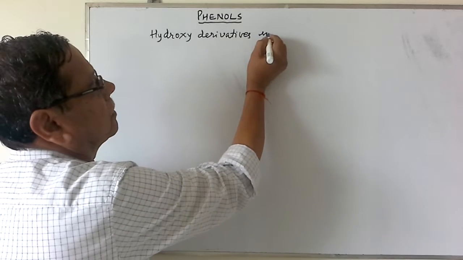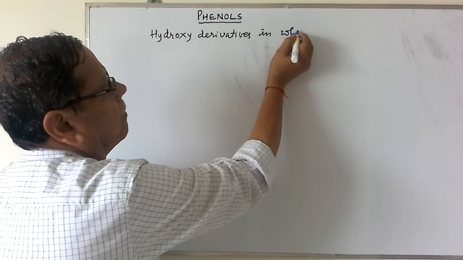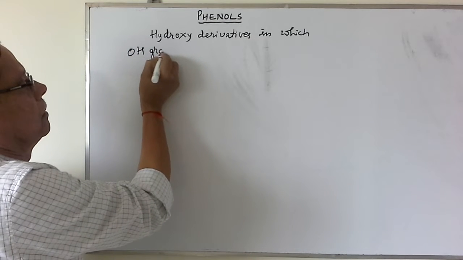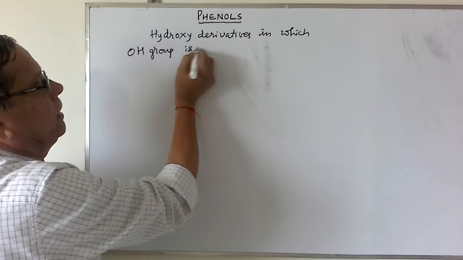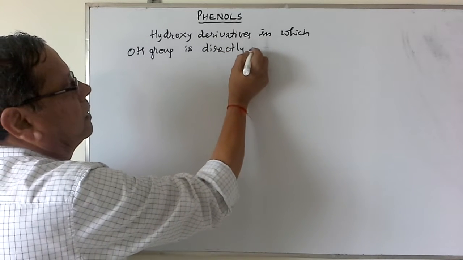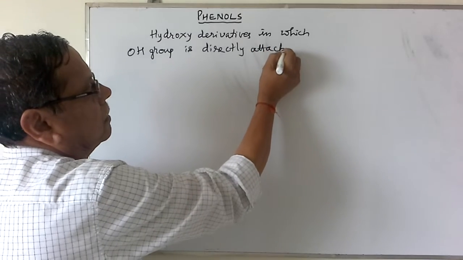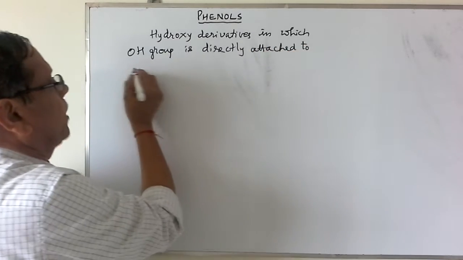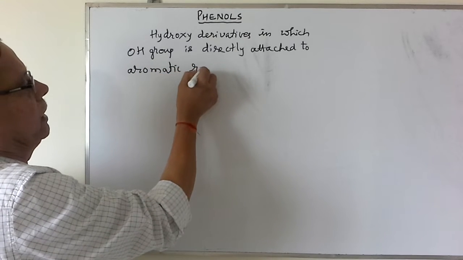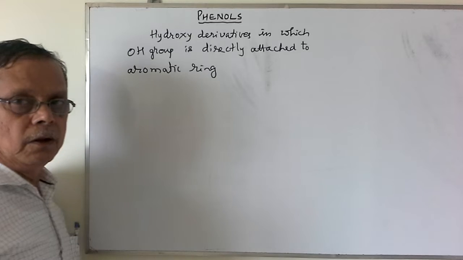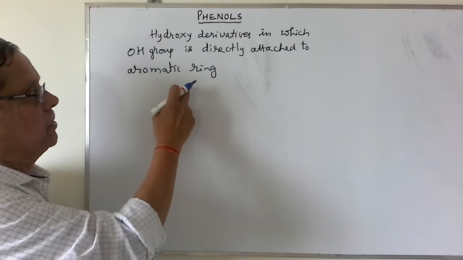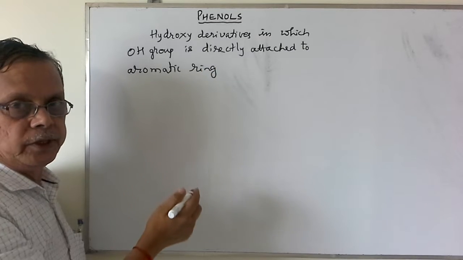in which the OH group is directly attached to an aromatic ring, like benzene or naphthalene, anthracene, etc. Aromatic system containing OH group directly attached to it.